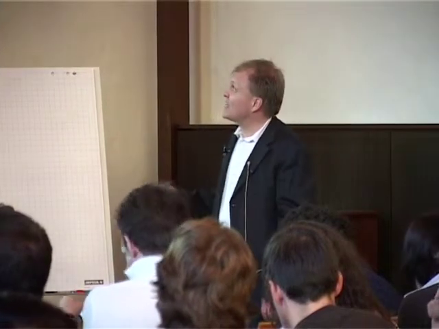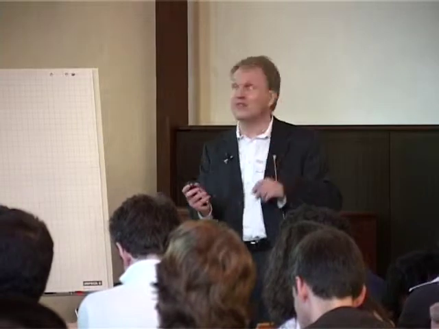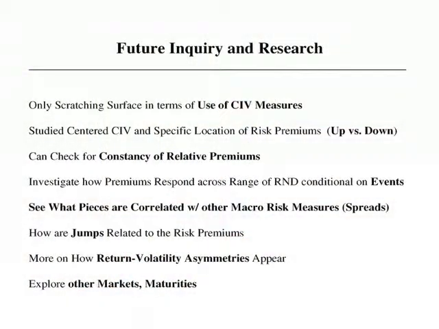This is really only scratching the surface of what you can use all these corridors for in terms of extracting information from the option prices. We studied centered CIVs and specific locations, the risk premium up or down, but you could check whether they are constant. Obviously, we don't think they're constant, but you can do a variety of specification tests on what that volatility risk premium might look like, and how it responds to various events. I kind of started that anecdotally. What pieces are correlated with macro risks? Tim, I already tried to put some color on that.